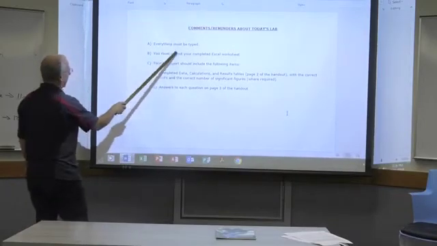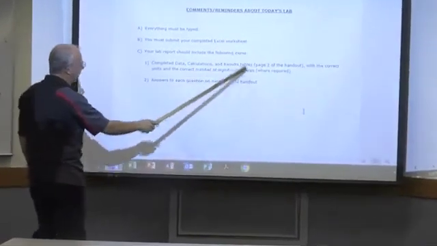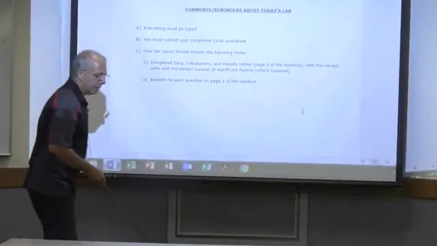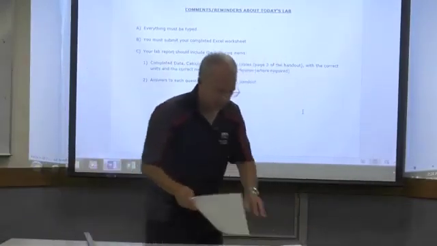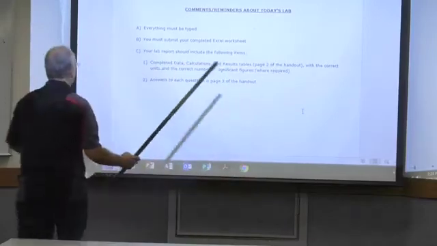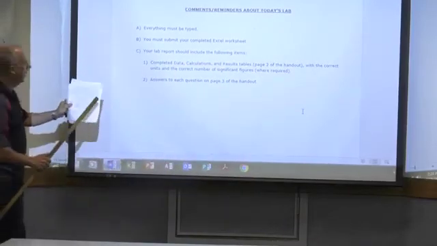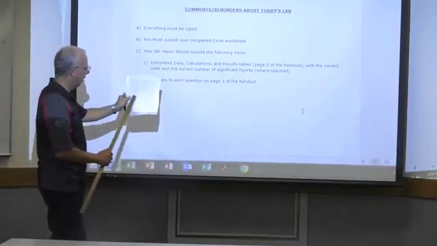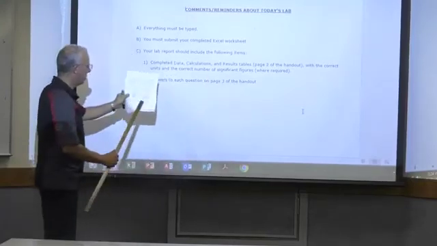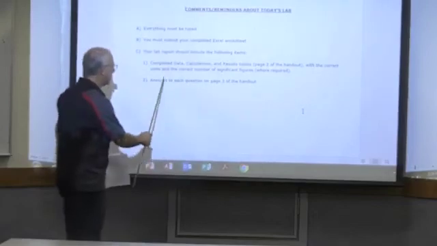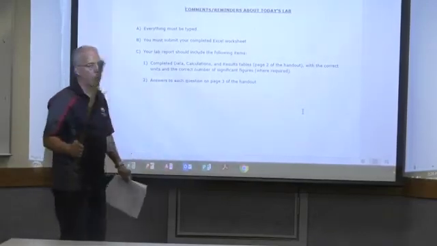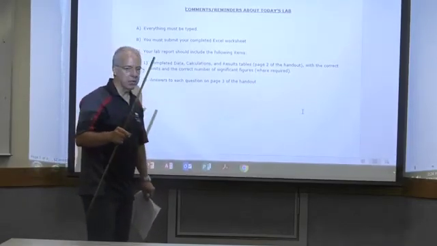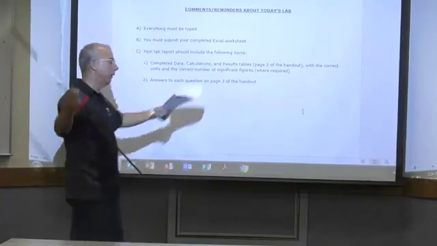Everything must be typed. You must submit your completed Excel worksheet. Your lab report should include the following items. Completed data, so all this, right? This is the data in meters. The calculations, here's all the calculations. The results, okay? With the correct units and the correct number of sig figs where required. So you have to read your handout carefully because I sometimes specify, I want this in 2 sig figs or 3 sig figs or whatever, okay.